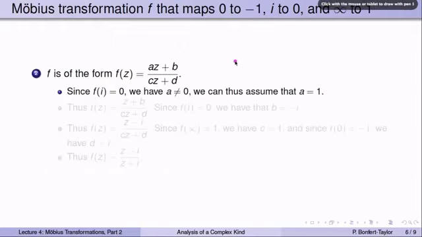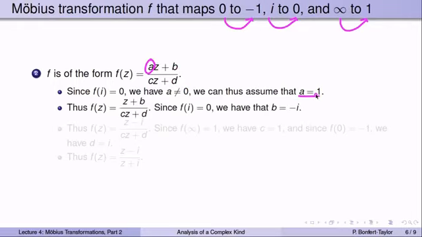We know that the mapping f that we're looking for is of the form az plus b over cz plus d. We want it to map 0 to -1, i to 0, and infinity to 1. Since we want f of i to be 0, we can assume that a is non-zero, because if a was equal to 0, the numerator would be fixed, namely b, and it would be impossible to plug in i and get 0. Therefore, a must be non-zero, and because we can multiply each of these numbers a, b, c, d by a constant without changing the mapping, we can assume that a is equal to 1. Therefore, f is of the form z plus b over cz plus d. I just plugged in 1 here for a.